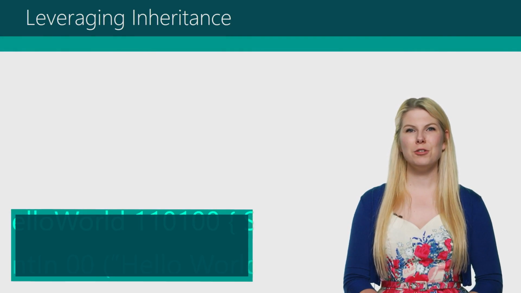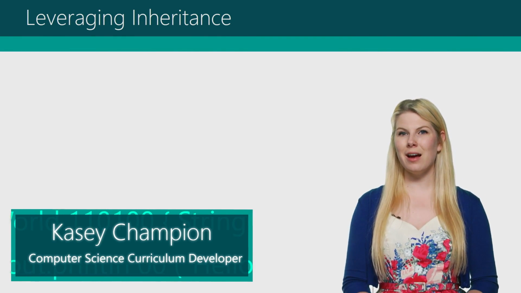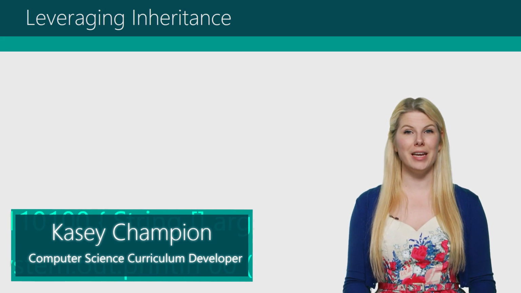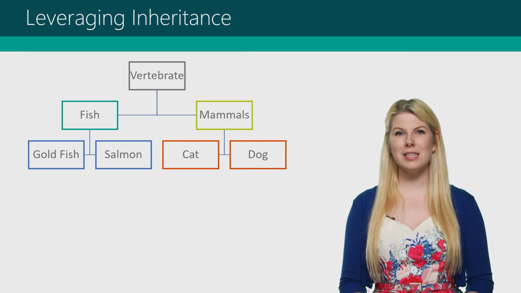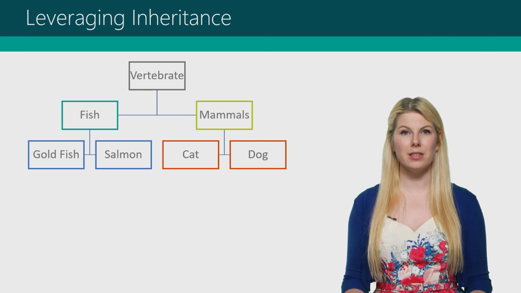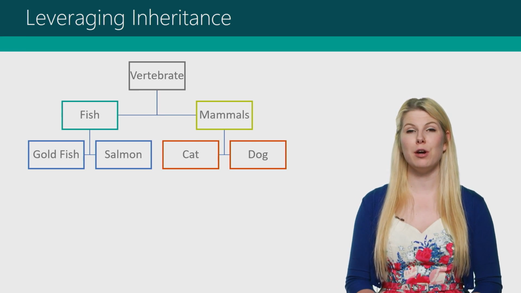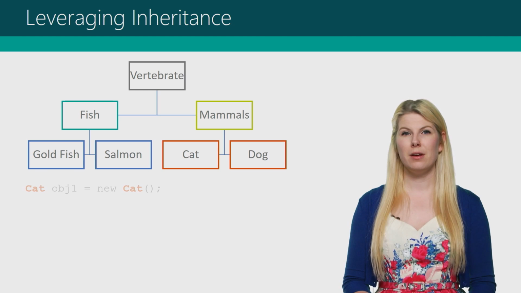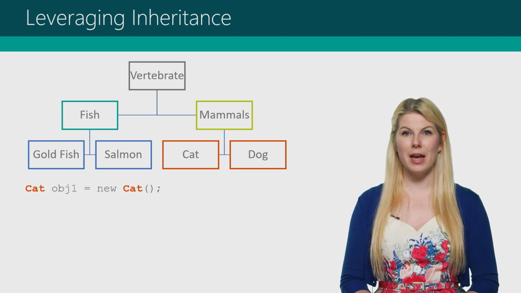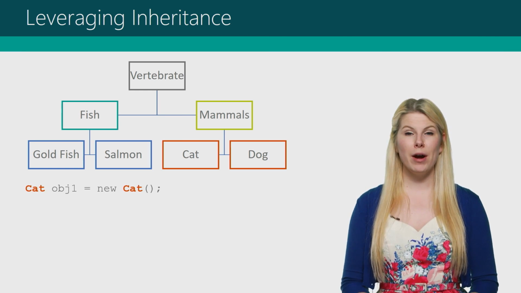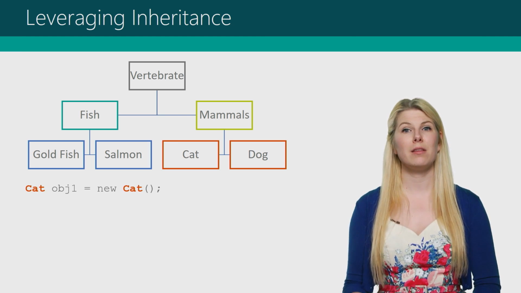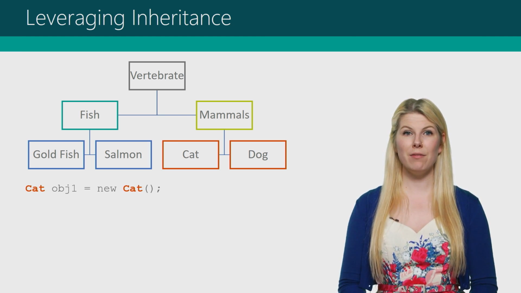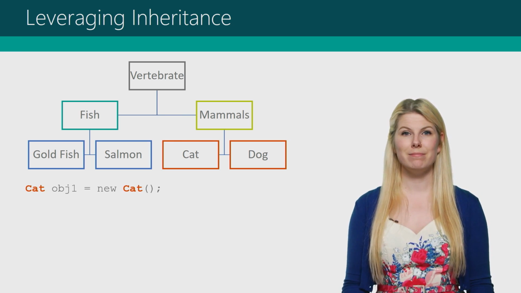At this point, you should be pretty comfortable with relating objects to one another through something called inheritance. Let's look at a basic inheritance tree. Let's say we have something called a vertebrate at the top, and then we get more specific as we go down the inheritance tree. We know that we can create a new cat object where the reference type, meaning the thing on the left, is the same as the object type, the thing on the right. So we can have a cat equals new cat.